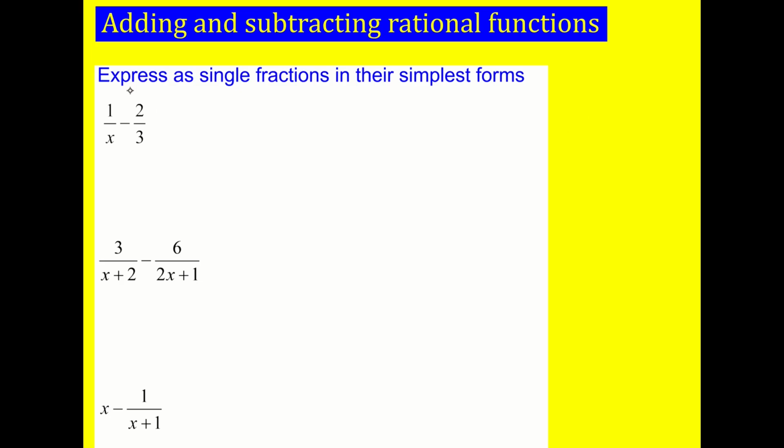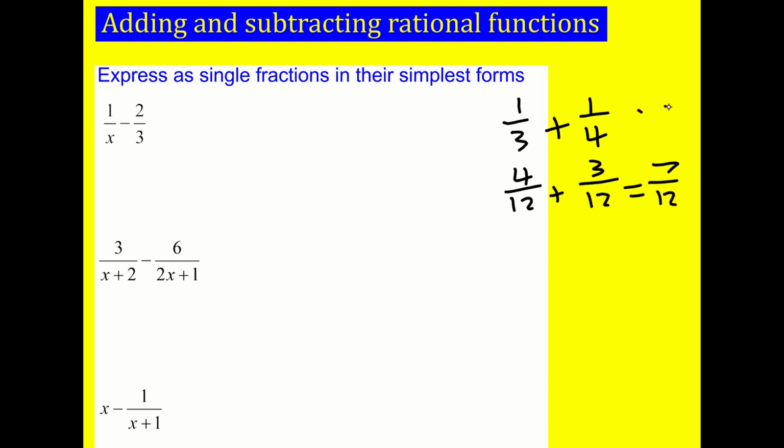So we're going to be adding and subtracting them, and all we're going to be doing is using our normal rules of fractions to be able to apply this. I'd say a key thing going on is, if you have, say, a third plus a quarter, then what do we do? We make the denominator 12. We multiply the top and bottom of a third by 4. We multiply the top and bottom of a quarter by 3, and then we can get 7 over 12.